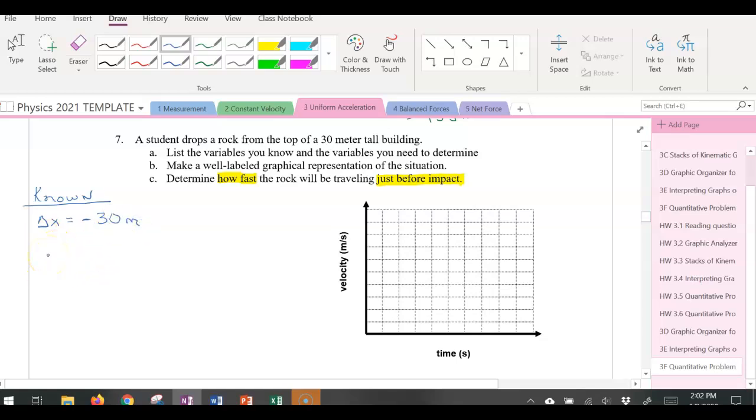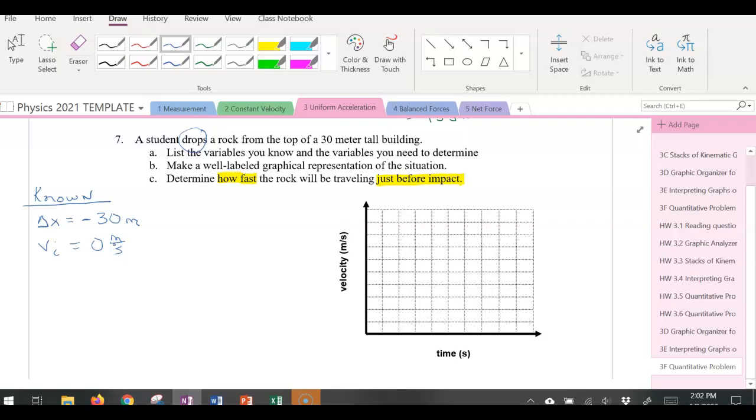When someone drops something, and that's what this says is drops, the initial velocity is 0, right? It doesn't say that they threw it down. They didn't give it a big initial velocity. They just opened their fingers and let that rock start falling. So the initial velocity is 0.